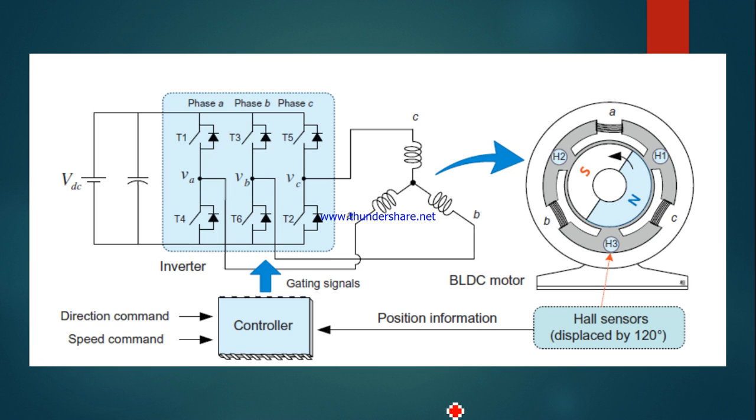Now you see, this is coil A. I am going very slowly, you should understand. I would like to request everybody to follow me. This is coil C, this is the coil B phase, and this is the permanent magnet rotor, this is the north pole, and this is the south pole.